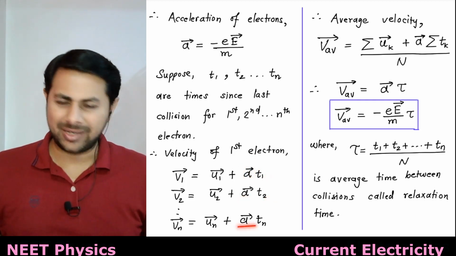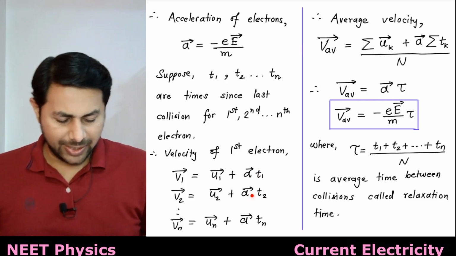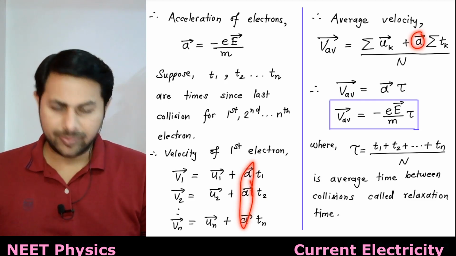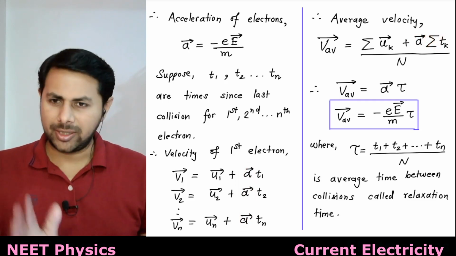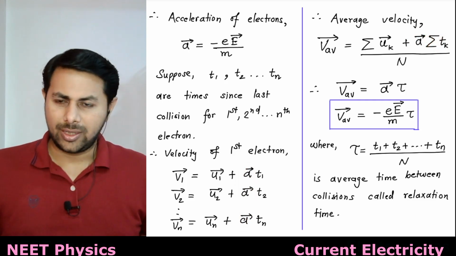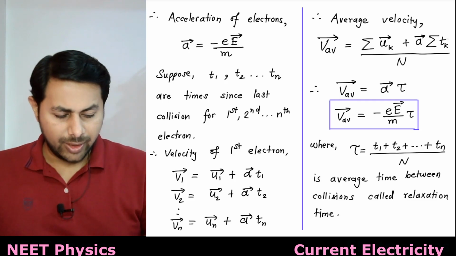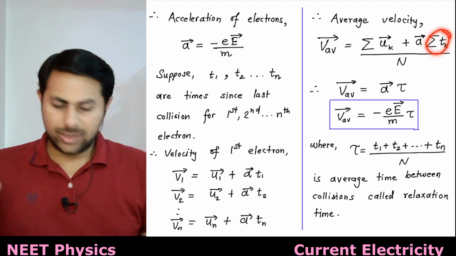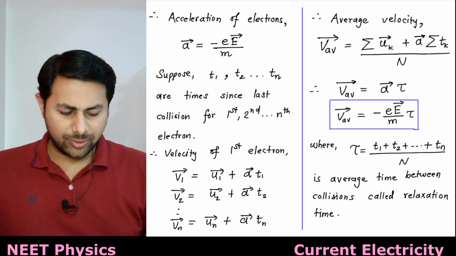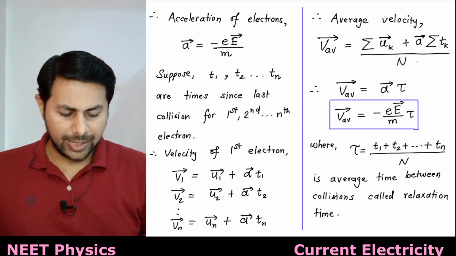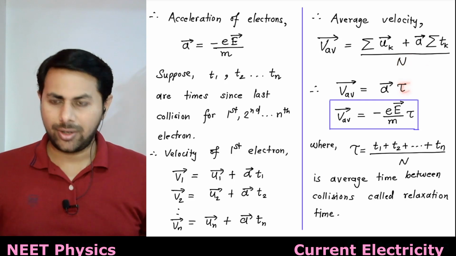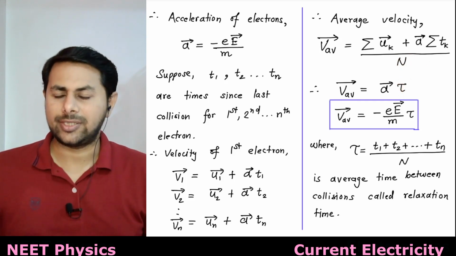plus a times t2 plus so on and so forth up to a times tN, and then you can take a common from all those terms. What remains is the sum t1, t2, t3, so on up to tN. So this sum divided by N can be written as tau. What is tau? Tau is the average relaxation time.